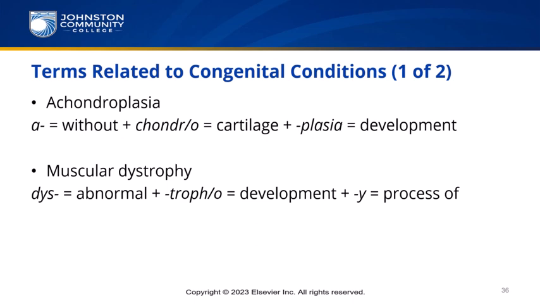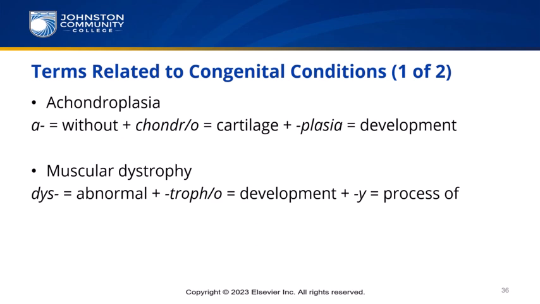We're going to define achondroplasia and decode it. So, a disorder of the cartilage development. As we can see here, we have A, which means without. Chondro means cartilage, and plasia is development. So when we put this together, it would be development without cartilage.